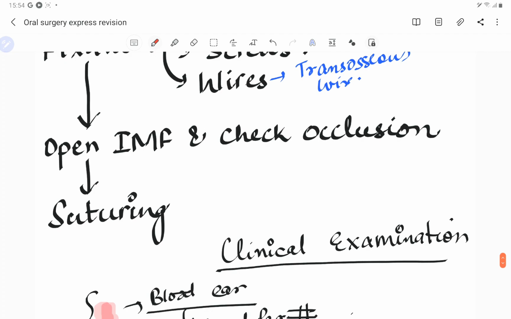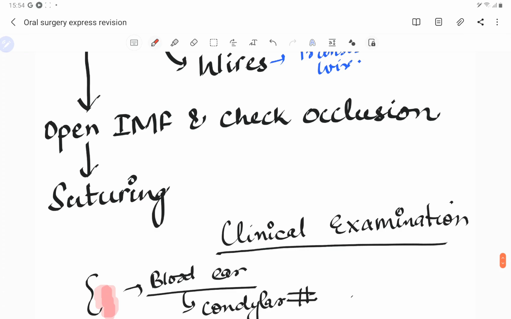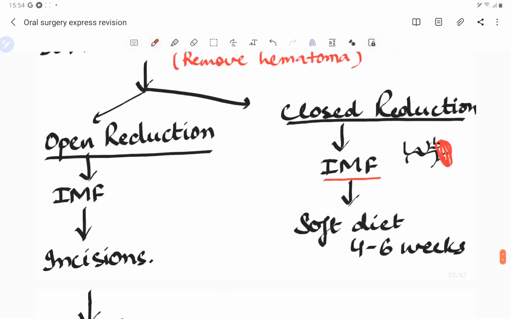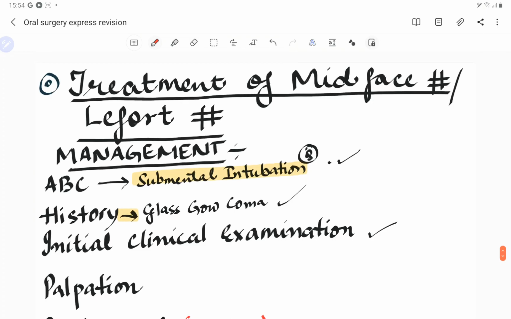Then once we have fixed with the plates or screws, we open up the IMF, we recheck the occlusion, and then we suture it back. So this is how we manage and treat the midfacial fractures. I hope that you have understood the treatment of the Lefort fractures or the midfacial fracture.